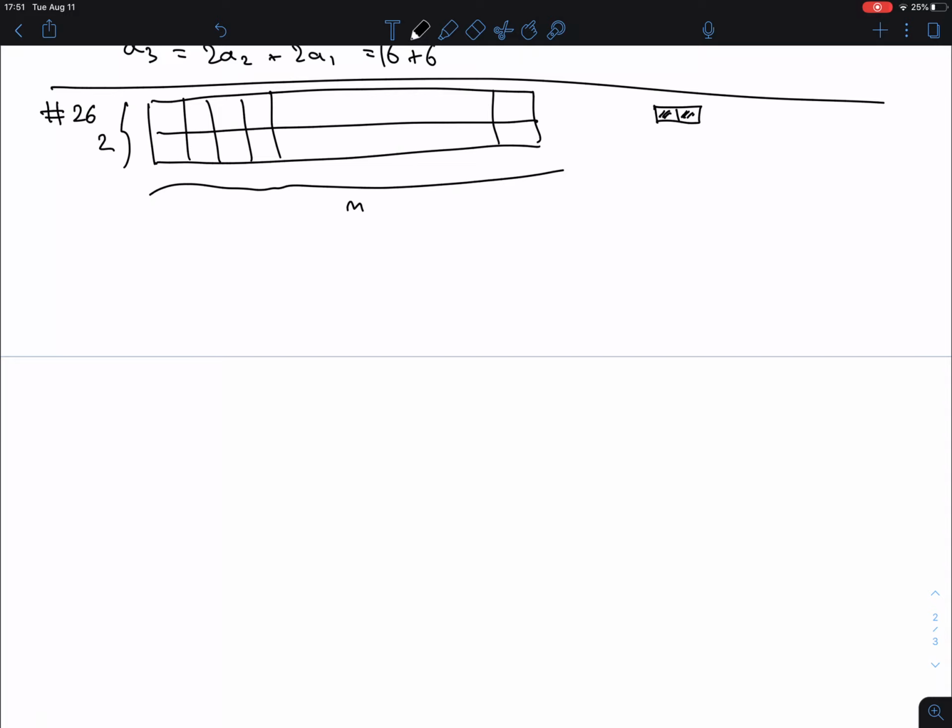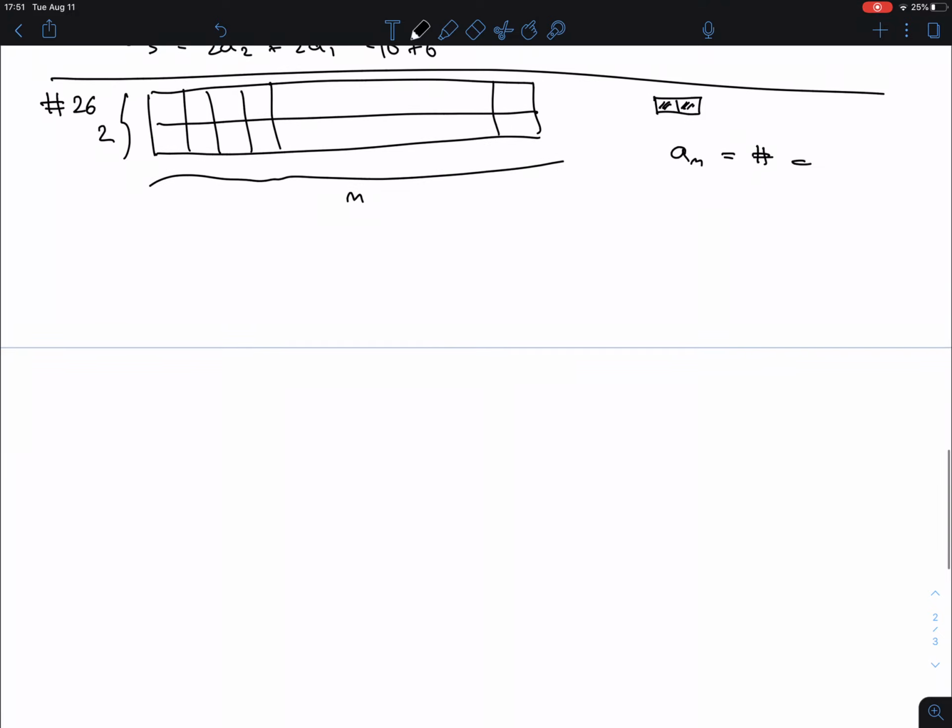Okay, so we want to calculate. Let's call a_n the number of coverings. And of course, when we say covering, we mean no tile can lie on top of another one, right? So we have tiled this properly. Well, let's start again with the general case. Again, there are 2 cases, namely, what can happen in the end?